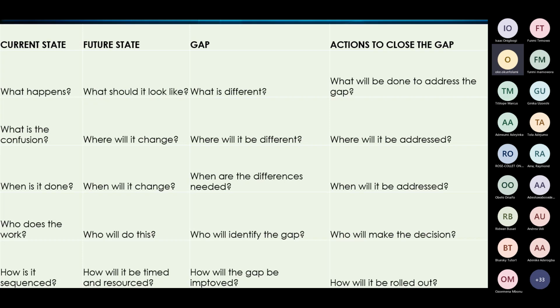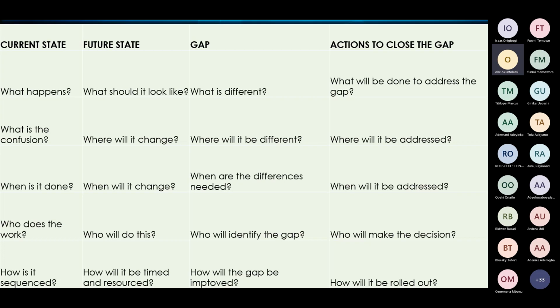Then in terms of the gap. When you've asked those questions, you've seen what your current state is and what your future state should look like. Then you're asking, what is the difference between what we've got now and what we want? Where will it be different? How are the changes going to affect, or what has to change? When are the differences needed? So what time? Who will identify the gap?